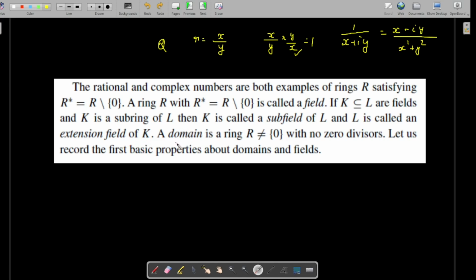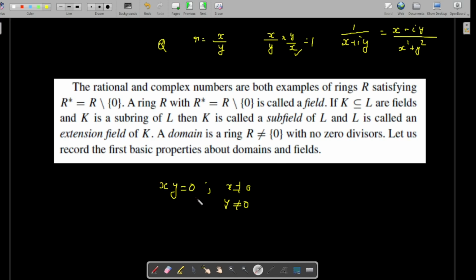Another important definition is a domain. A domain is a ring R not equal to {0} with no 0 divisors. If a ring R has no 0 divisors, we call such a ring a domain. A 0 divisor means that you are taking some x and y in R such that x into y equals 0, but x is not equal to 0 and y is not equal to 0. If the element x satisfies such a property, that there is a y such that x into y equals 0 but x is not equal to 0 and y is not equal to 0, we call such an x a 0 divisor.